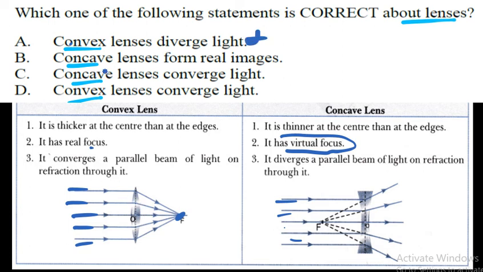Again, B, concave lens forms a real image? No, it must be virtual, as you see here. The focus is virtual, and the image is also virtual. C, concave lenses converge? No, again, concave lenses are not converging, they are diverging, as you see, they are scattered. D, convex lens converges the light. Yes, that is true, we said it already. So this is how we can compare. Let's go to the next question.